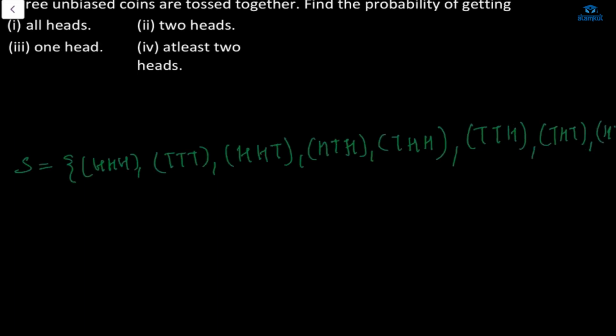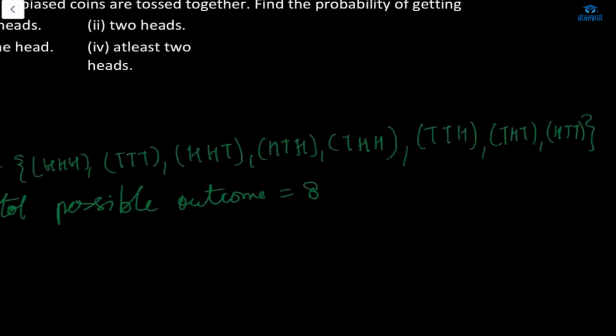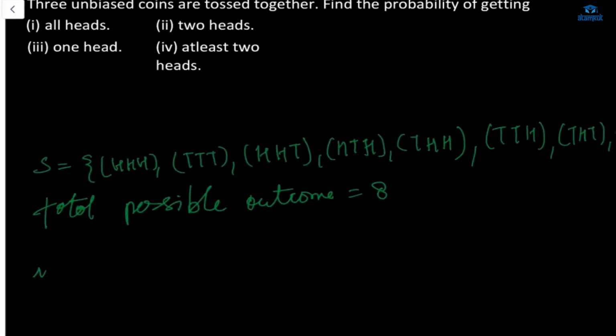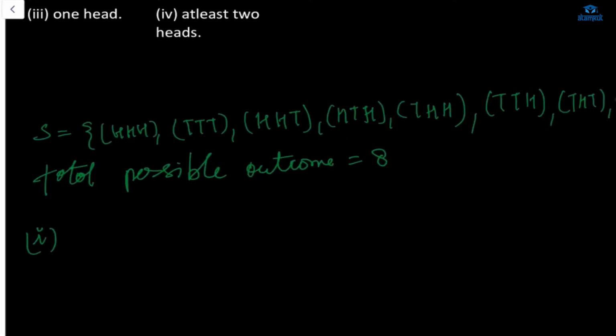Now possible outcomes, if you see the total possible outcomes, there are 8. 1, 2, 3, 4, 5, 6, 7, 8. Okay. Now, if you see the first one, all heads. If I'm saying all heads, here in the sample space, I'm writing E1. The sample space will contain what? All heads will have only one outcome here.